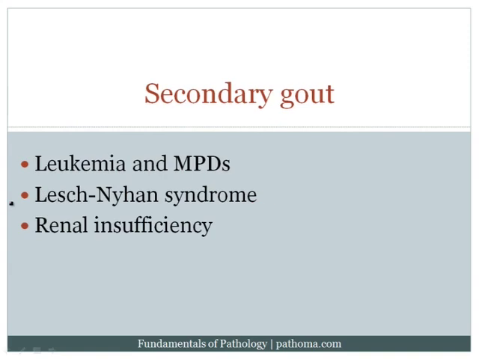In secondary gout, we have hyperuricemia due to a known cause. For example, it can be seen with leukemia and myeloproliferative disorders. Now again, in leukemia and myeloproliferative disorders, you've got a lot of cell turnover. The cell turnover means you're turning over a lot of nucleus, and when you turn over nucleus, you're going to break down purines and pyrimidines, and the byproduct of breakdown of purines is going to be uric acid. So you're going to get high levels of uric acid in the blood, which can then lead to secondary gout.